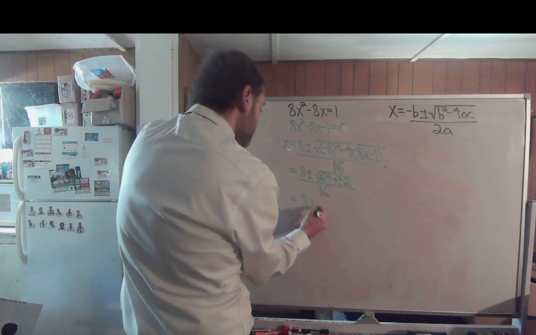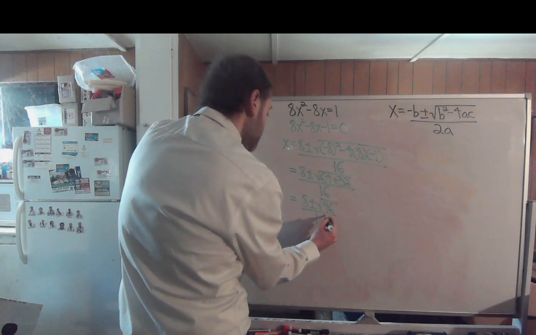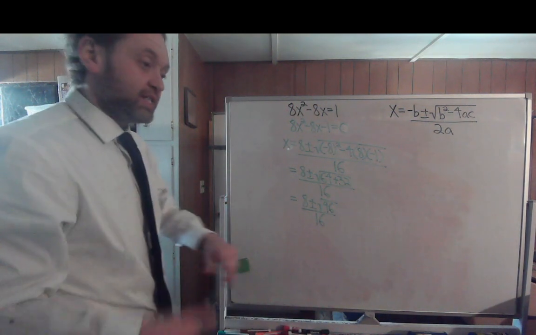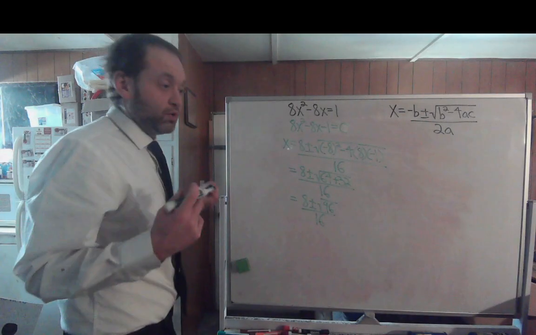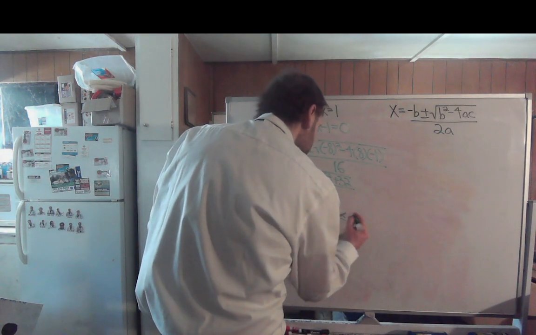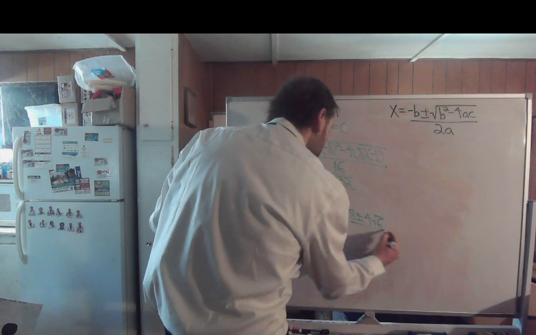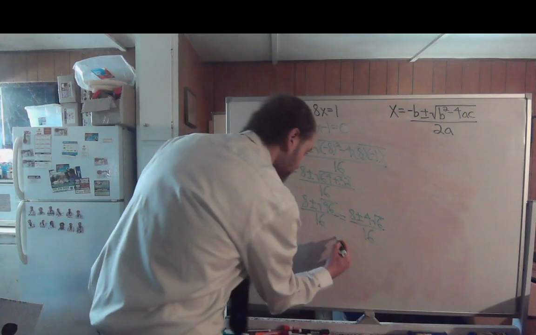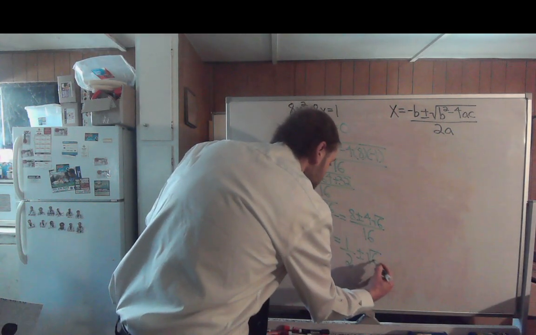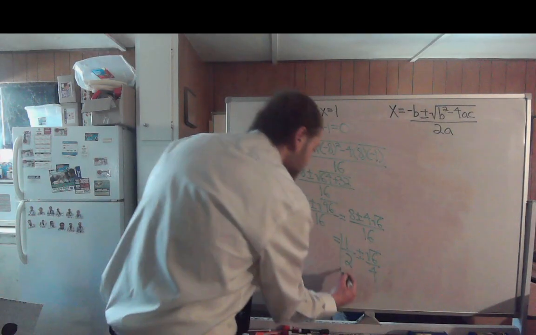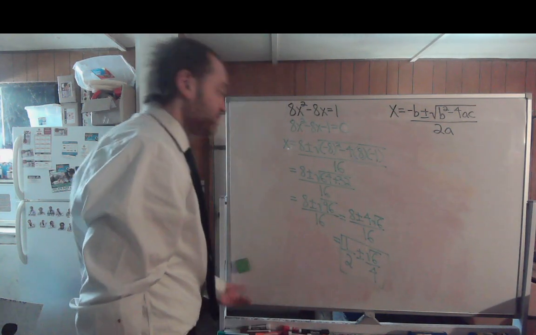which would equal 8 plus and minus the square root of 96 all over 16. Well, 96 breaks down into factors of 16 and 6. So you'll end up having 8 plus and minus 4 times the square root of 6 all over 16, which would simplify into 1/2 plus and minus the square root of 6 all over 4. So you end up with 1/2 plus and minus the square root of 6 all over 4 for your two solutions.